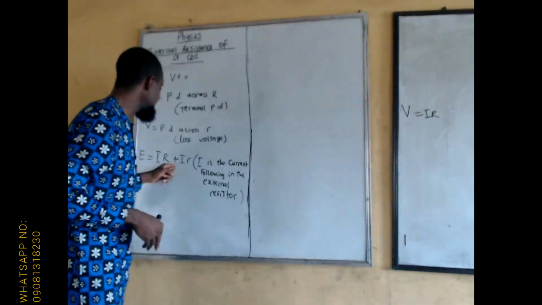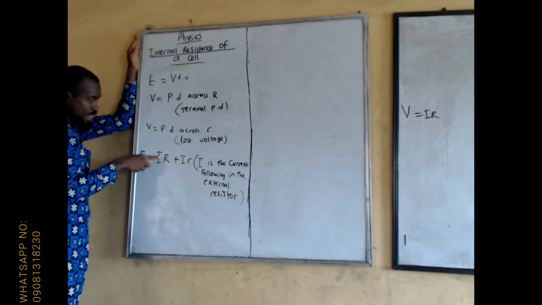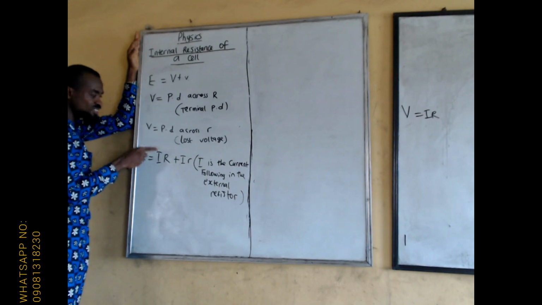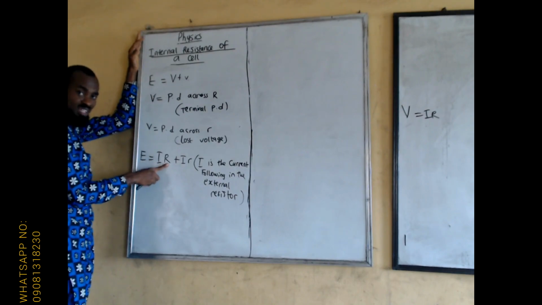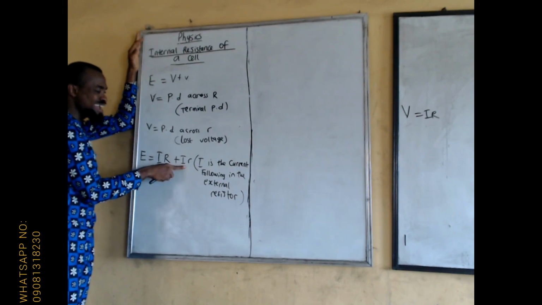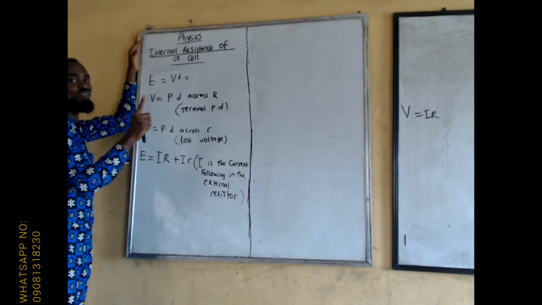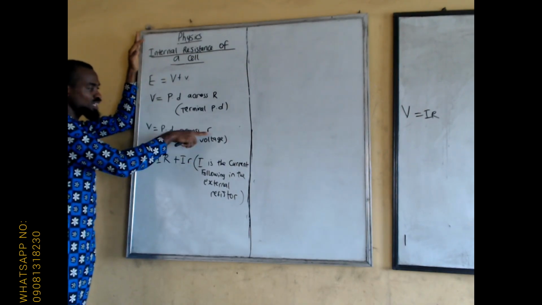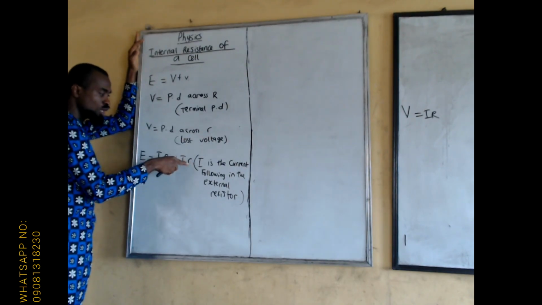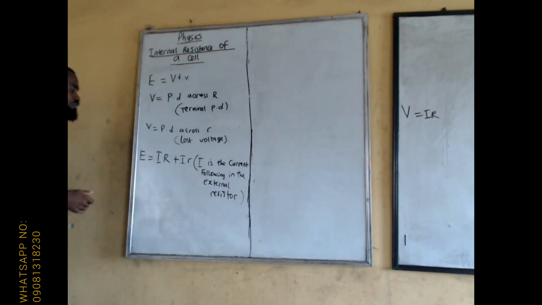So we are using the same I because of Ohm's law, V is equal to IR. The I is the current flowing in the external resistor, and R is the external resistance of the external resistor. While the same current that is flowing in the external resistor or the conductor is also flowing in the cell. That's why we use the same I. But because we are talking about potential difference across the internal resistor, the R will be the small r, which is the internal resistance of the cell.